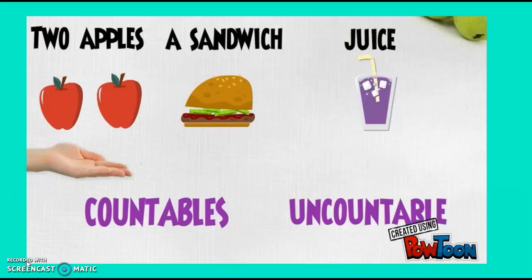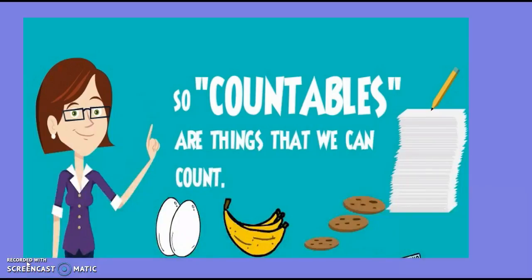So we can see here, we can count 2 apples, a sandwich, which means 1, and a juice. 2 apples, they're countables. A sandwich, it's countable. And juice, can we count the liquid? No, therefore, it's uncountable. So let's see if we can get this in our heads. Countables are things that we can count. I see here 2 eggs, 3 bananas, and 3 cookies.